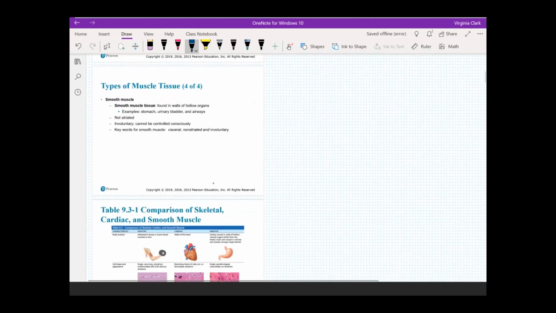And then the third type is going to be smooth muscle. This is going to be briefly covered in the last section in chapter 9. Cardiac muscle won't be covered really until second semester when you're looking at the cardiovascular system. But smooth muscle will be covered briefly, and this is going to be found in the walls of our hollow organs. So things like the stomach, urinary bladder, airways, anywhere where you're going to have a hollow organ where you may constrict the inside or make the inside larger.